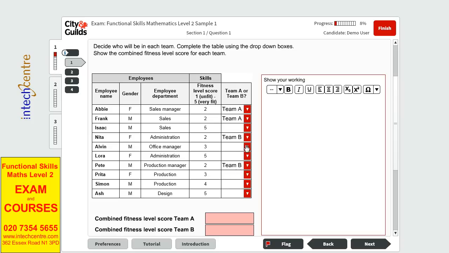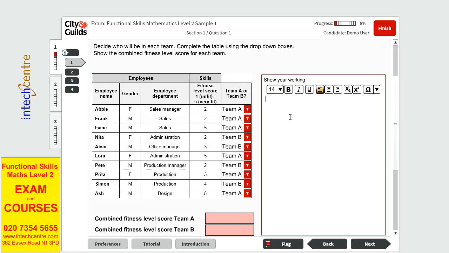Next one, we could have Sales Isaac in team A, and we could put Design team A. And both teams have now 5 with 2, 7, 9. Then we can put another 5 in team A. That will give us 14. And we could put a 4 in team B. Then we can put 14. We could put Prita in team A and Alvin in team B.